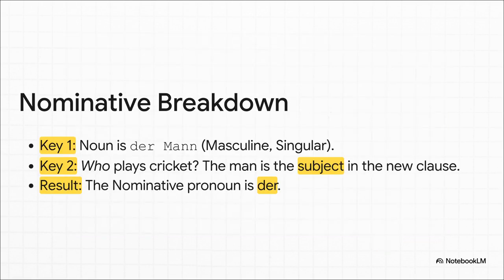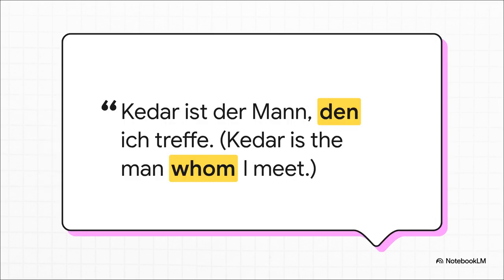Perfect. So, how did we get der? Let's use our keys. Key 1. Gender and number. The noun is der Mann, so we know our pronoun has to be masculine and singular. Got it. Key 2. Case. Now we look only at the new clause. Who plays cricket? We ask the question, who is doing the action? Who is playing? The man is. He's the subject, and the subject is always nominative. So, masculine, singular, nominative, it has to be der. See?